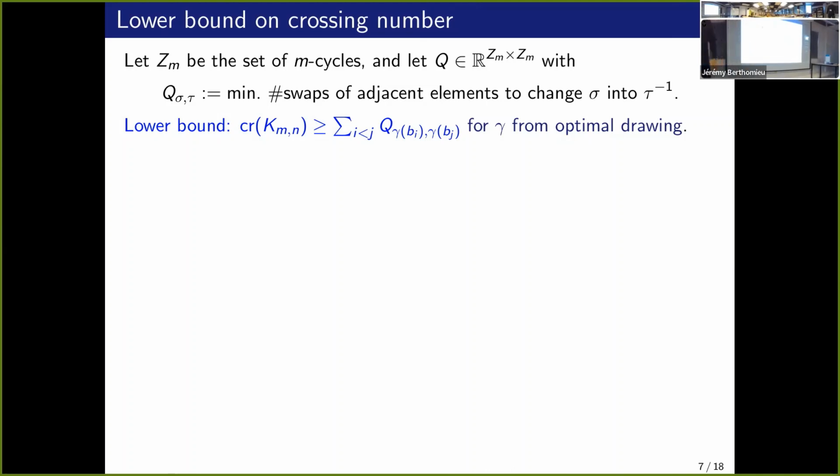Does gamma depend on i and j, or is it universal for all pairs? So we fix an optimal drawing, and then we can extract the gamma from it. Gamma depends on the drawing, but not on the pair i and j. If you allow different gammas for each pair of i and j, you can get a larger value, but we now fix an optimal drawing and take just the gammas from this optimal drawing.